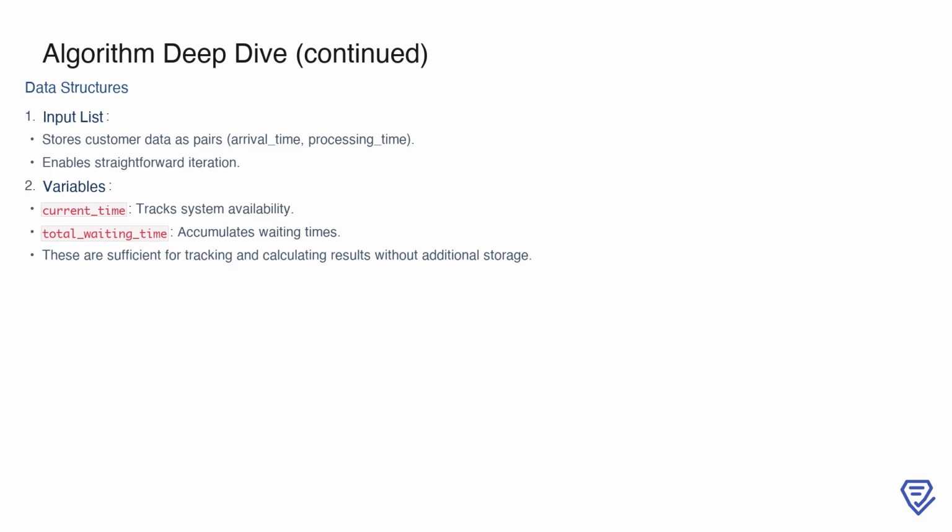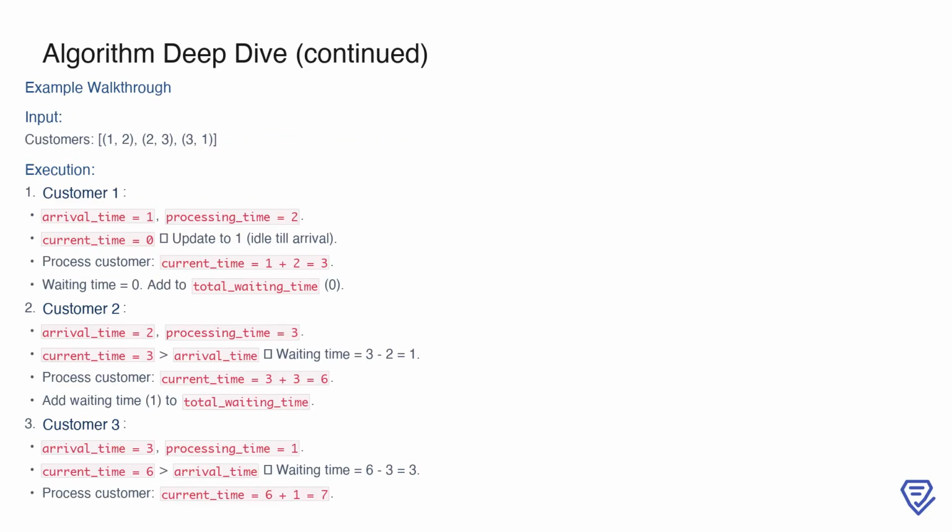The current_time variable keeps track of when the system is available for processing the next customer, and total_waiting_time accumulates the waiting times. These two variables are sufficient for managing the process and calculating the final result, meaning no additional storage or complex data structures are required. To better understand the algorithm, let's walk through an example.